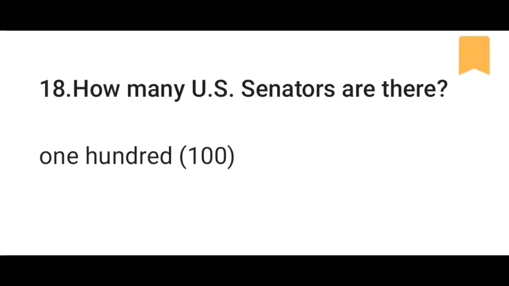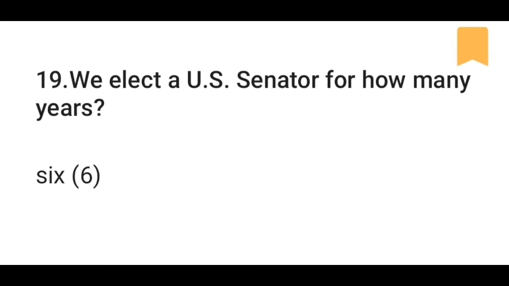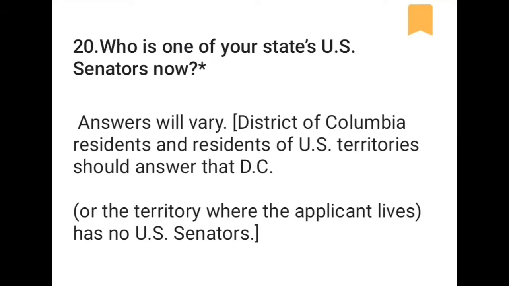How many U.S. senators are there? 100. We elect a U.S. Senator for how many years? 6. Who is one of your state's U.S. Senators now? Answers will vary. District of Columbia residents and residents of U.S. territories should answer that D.C. or the territory where the applicant lives has no U.S. Senators.